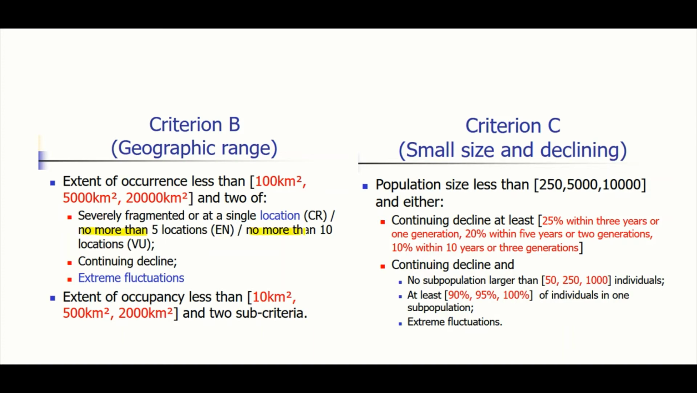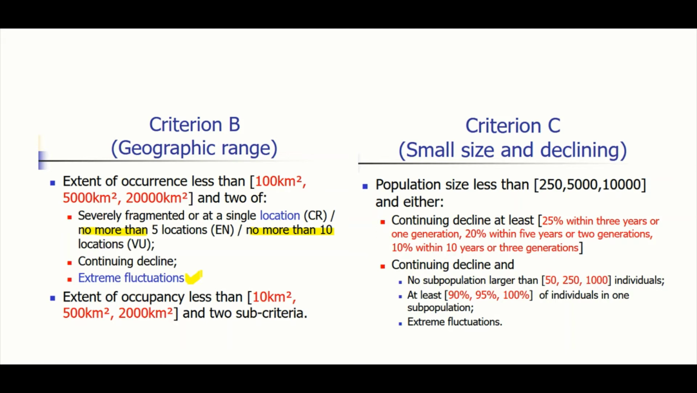If you have 1 to 10, that is vulnerable. And of course you check continuing decline and extreme fluctuations within the geographic range. Then extent of occupancy: we also check extent of occupancy less than 10 kilometers squared, 500 kilometers squared, and 2002 sub-criteria.